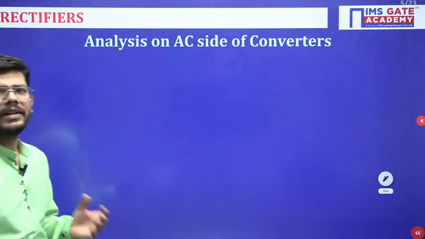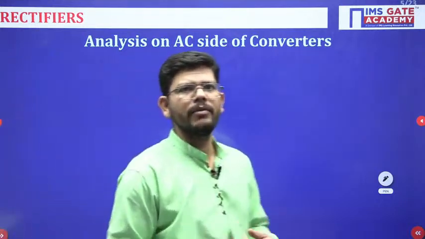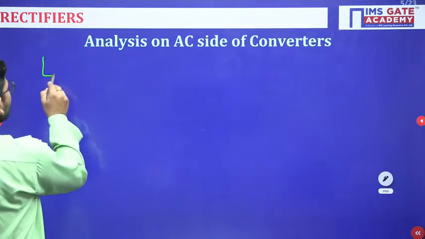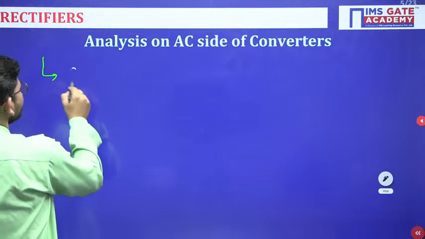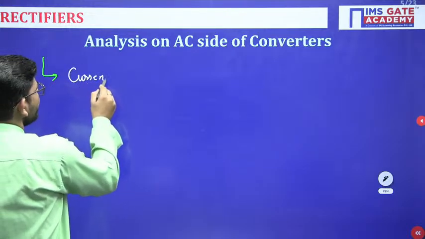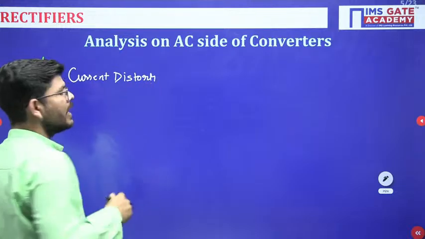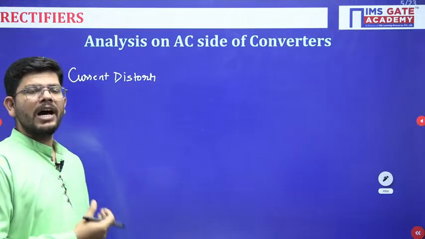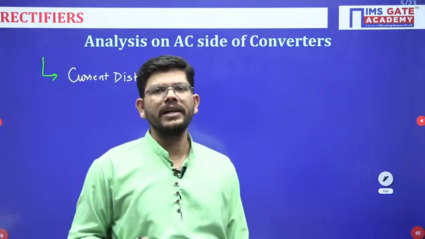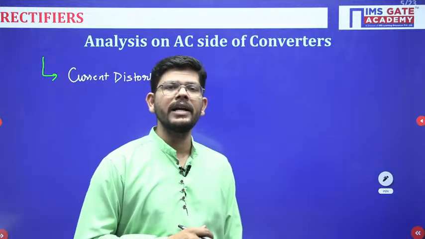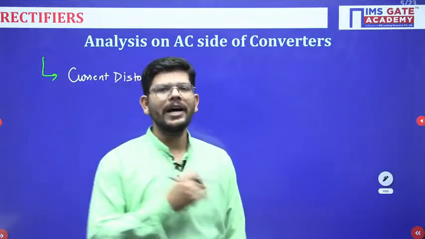Now harmonics will travel into the AC side as well, and there we will be calculating a few terms. Those are called the current distortion factor. Now you are giving a sinusoidal AC voltage, but due to the harmonics, the current at the input side has multiple frequency terms. So it no more remains a sinusoidal current, but in fact it is having harmonics as well.